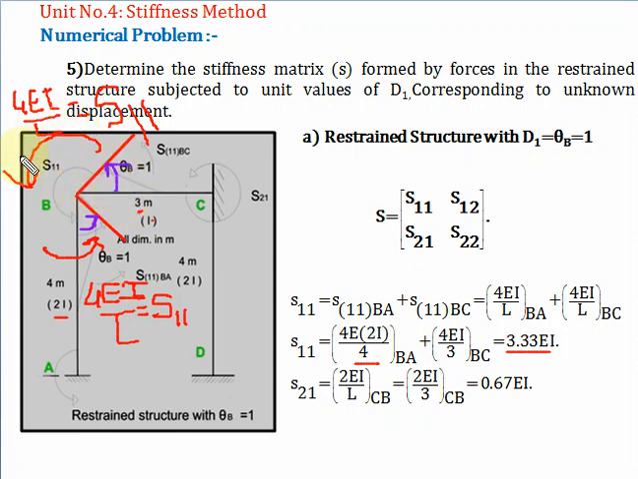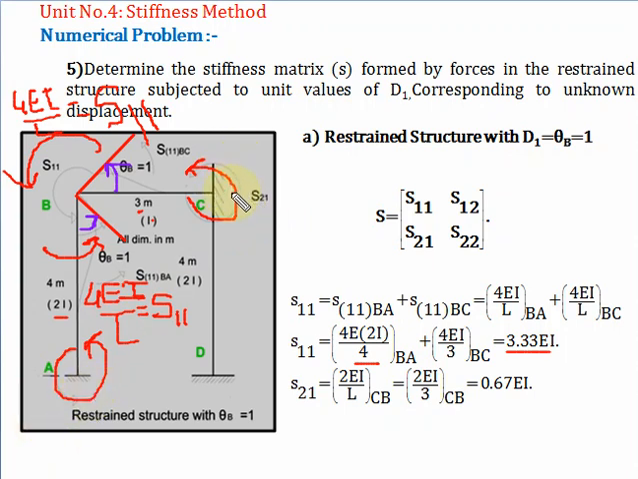Now here, when we apply the unit rotation at support B, what will happen? The moment induced in member BC will be 4 EI upon L, and half will be transferred to the member CB, and that will also be in the anti-clockwise direction. And when we apply the unit rotation at support B, there will be a moment in member BA, and half of that will be transferred to member AB. But this is not our unknown, so it will not be considered.